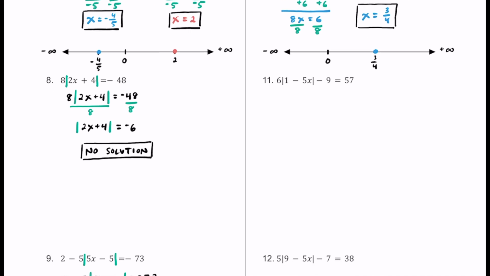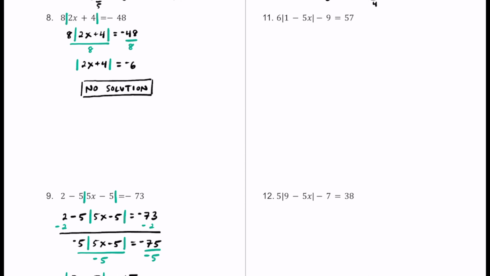For number 11, we have an equation here that has a 6 in front, and then we have this -9 afterwards. So first we're going to have to add 9 to both sides, and then we're going to have to divide both sides by 6. All right, so here is our equation. Let's go ahead and see if we can get those absolute value bars alone.